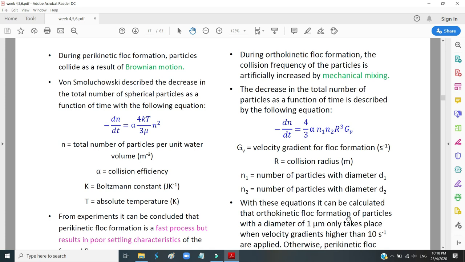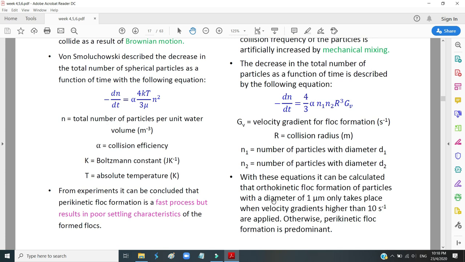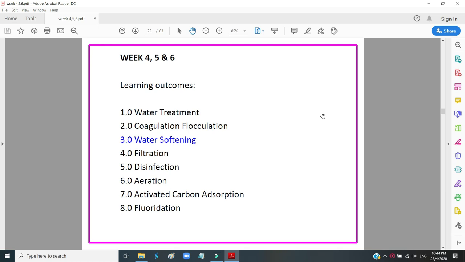So with this equation, it can be calculated that the formation of particles with a diameter of 1 micrometer only takes place when the velocity gradient is higher than 10. Otherwise, floc formation is predominant. So it must be 10. The velocity gradient must be at least higher than 10 for the 1 micrometer. If not, it will not have any value. So please bear with me.